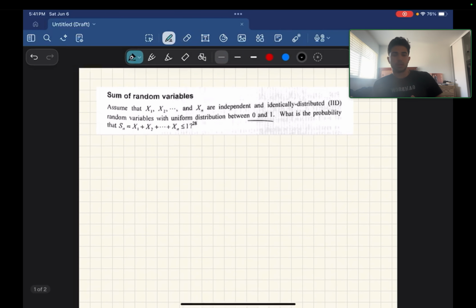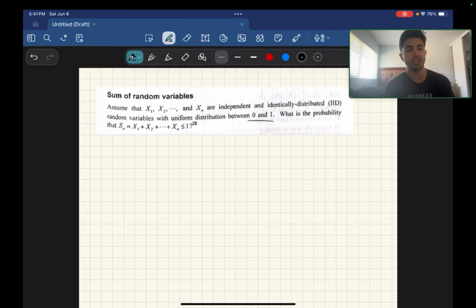This question is called sum of random variables, and it says assume that x sub 1, x sub 2, etc., and x sub n are independent and identically distributed random variables with uniform distribution between 0 and 1. What is the probability that s sub n, which is the sum of these random variables, is less than or equal to 1?